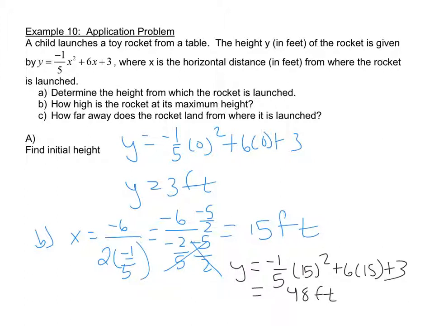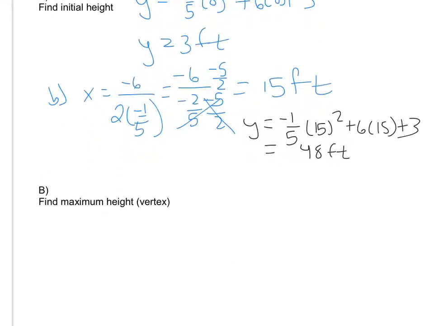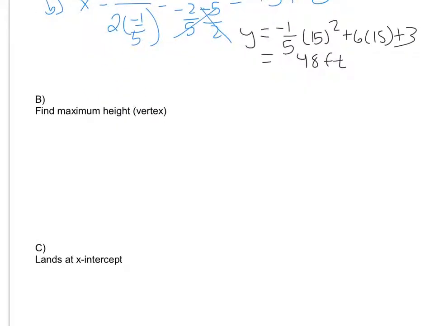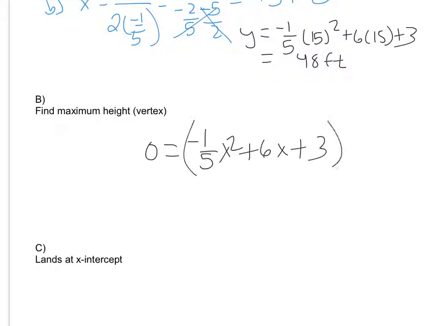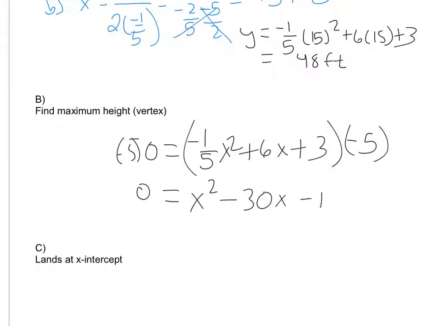Okay, and it says how far away does the rocket land from where it is launched? Okay, so now that one is where we go back to setting it equal to 0. So you have 0 equals negative 1/5 x squared plus 6x plus 3. Now what I'm going to do is this. I'm going to multiply both sides by negative 5 because it's going to get rid of the fraction and it's going to make the a positive. So I get 0 equals x squared minus 30x minus 15.